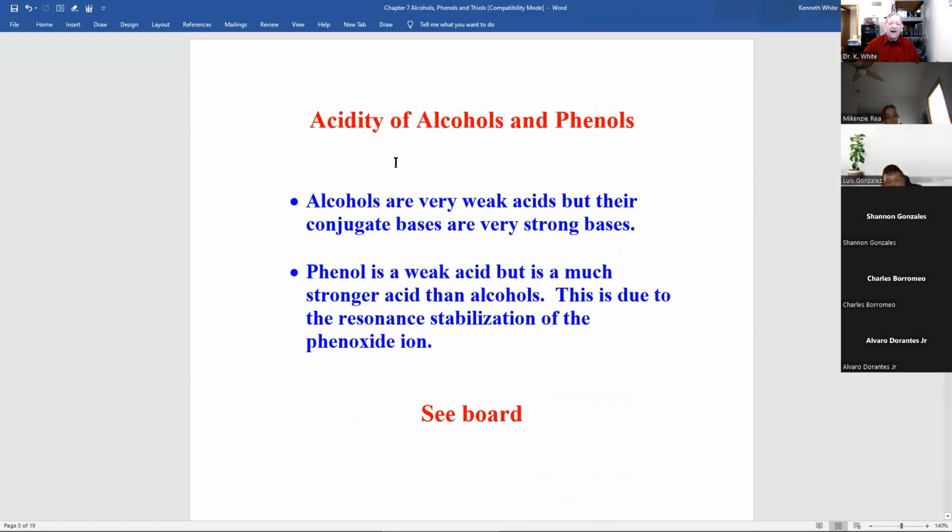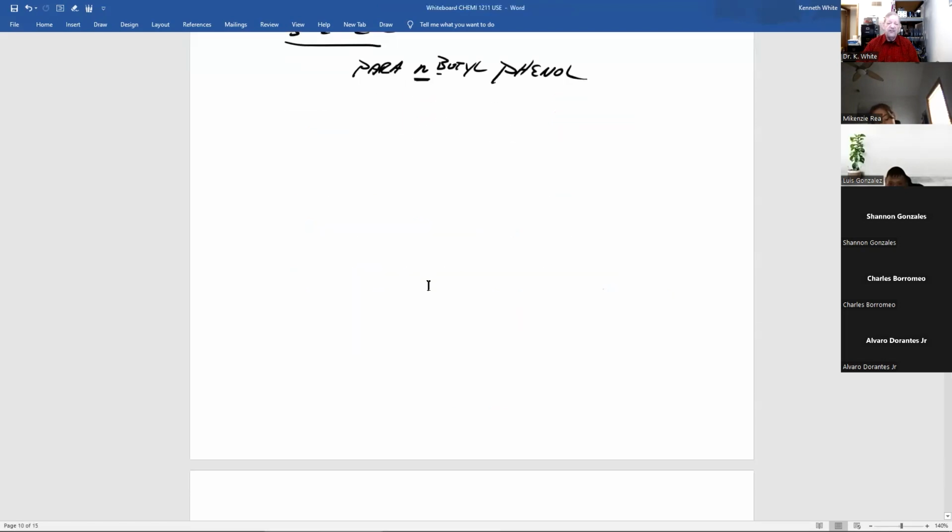Now, let's talk about, and the switch is still off, but this is something important. Alcohols are weak acids, but their conjugate bases are very strong bases. Now, phenol is a little different. It's a stronger acid than alcohols in general, say non-aromatic alcohols. And this is due to resonance stability of the phenoxide anion conjugate base. Again, switch is off, but in other classes, you might need to understand this.